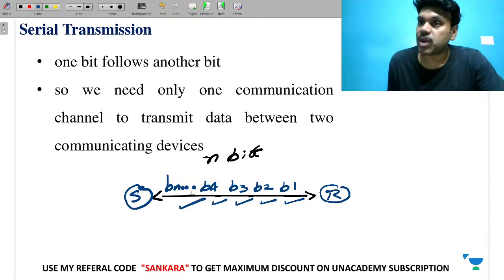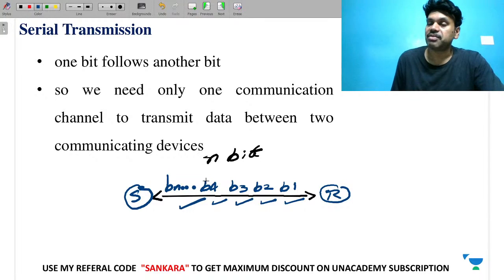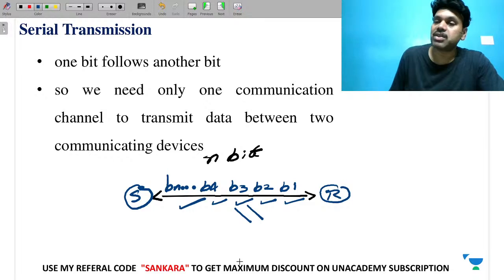There are a few problems. What are they? Number one, very slow transmission. Number two, bit errors are very high. Why? If this medium fails, then all the bits which are on the medium are going to be lost. That's why in serial transmission you will see multi-burst errors.